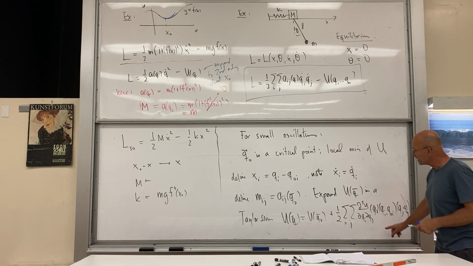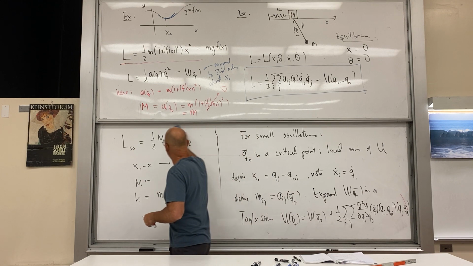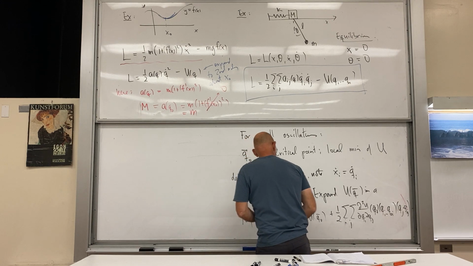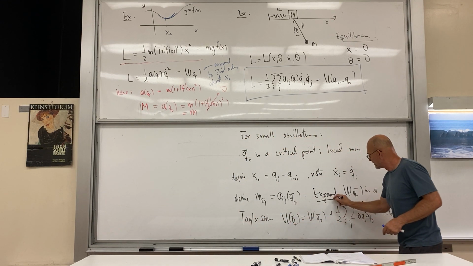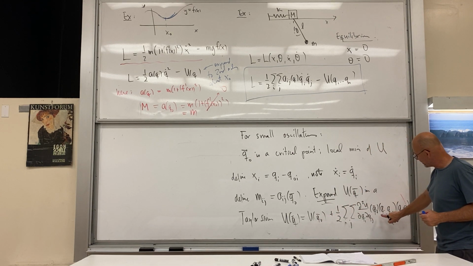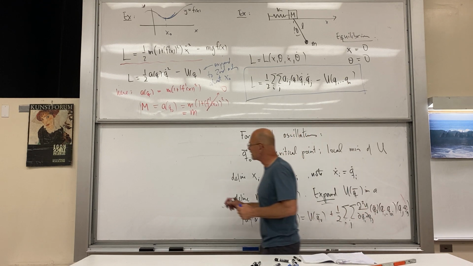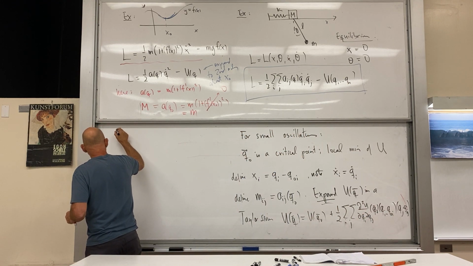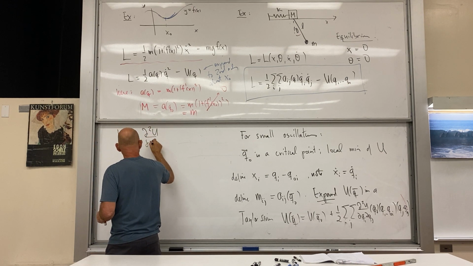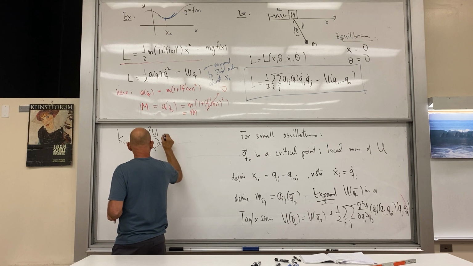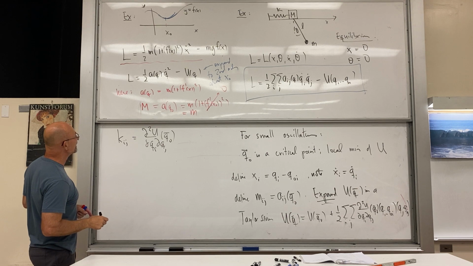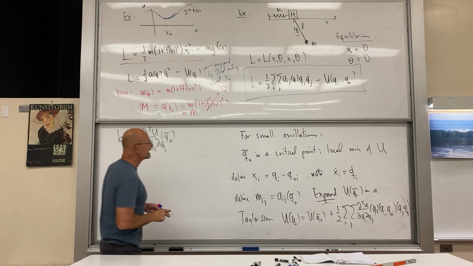So we're going to give these a name as well. I'm going to erase this now. So from this expansion, the constant here doesn't matter, and we just have to give these things a name. So we're going to name Kij to be this d squared u over dqi dqj evaluated at q0. And so now everything is ready.